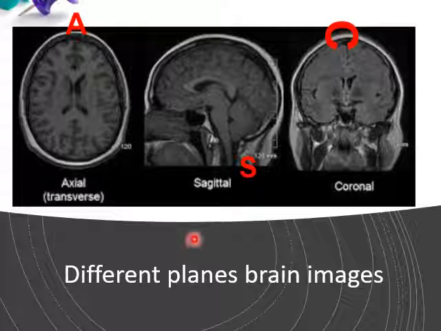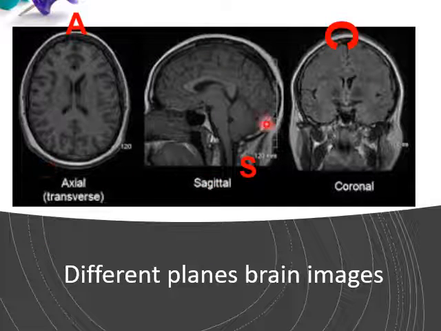This slide shows the different planes of brain imaging, either CT or MRI. This is the axial or the transverse. This is the sagittal, and this is the coronal.